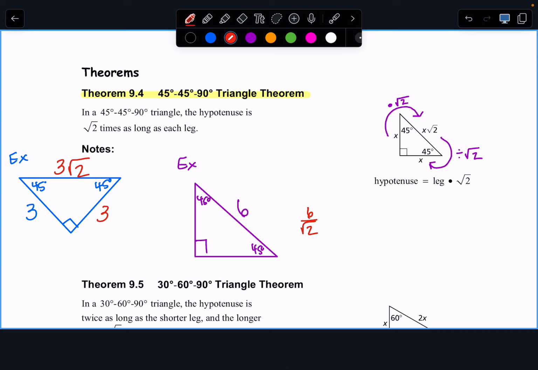What do we need to do, Logan Phillips? You need to multiply both of them by square root of 2. Okay. Which is? 6 square root of 2. Okay. 6 square root 2 over 2. Is that what we're going to call the legs? No. 3 square root 2 would be the legs.